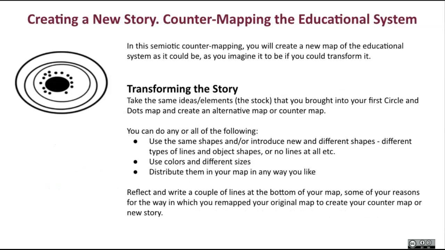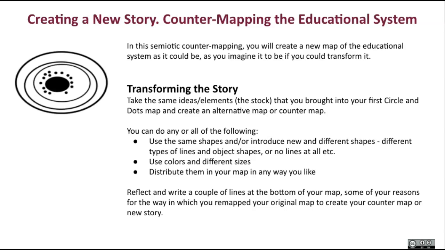Now, this is the next part to your mapping. We're going to make a counter map, a new map of the educational system, how you imagine it could and should be if you had the power to transform it any way you want. So now, feel free to radically remap. You put together your counter map or counter story of how you would like to arrange these circles and dots. Maybe you want to bring in new shapes. Maybe you want to bring in lines. Maybe you want to take things out. You may want to add color. Feel free. You have complete power now to remap how you like.